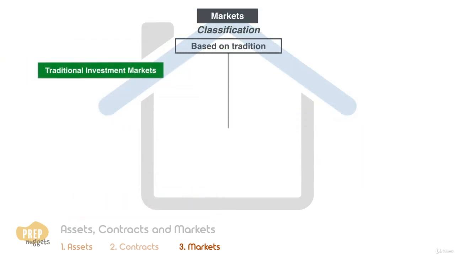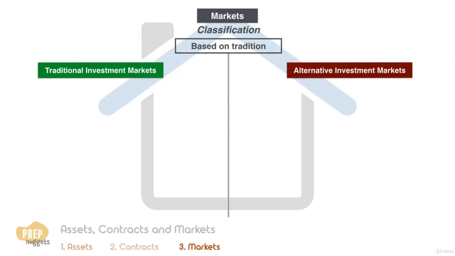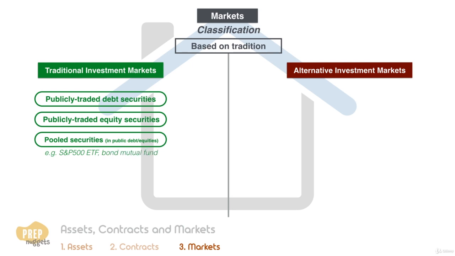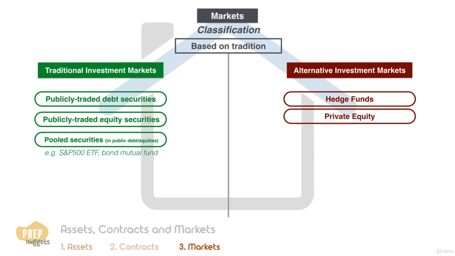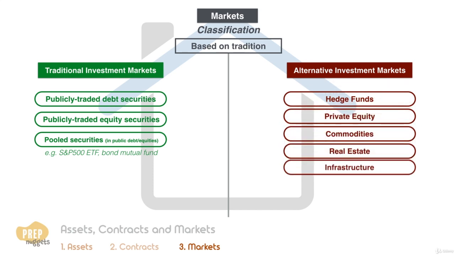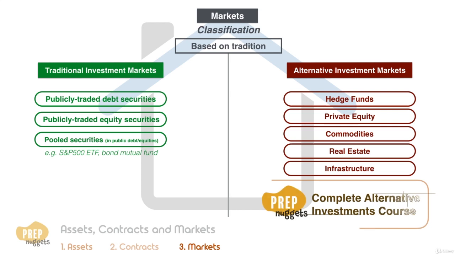And lastly, markets can be distinguished between traditional investment markets and alternative investment markets. Traditional investments include all publicly traded debts and equities, and shares in pooled investment vehicles that hold publicly traded debts and/or equities, like an equity index ETF. Alternative investments include hedge funds, private equities, commodities, real estate and infrastructure investments. Because these investments are often hard to trade and hard to value, they often sell at a discount and require substantial investor due diligence. All these instruments are discussed in detail in the course on alternative investments.